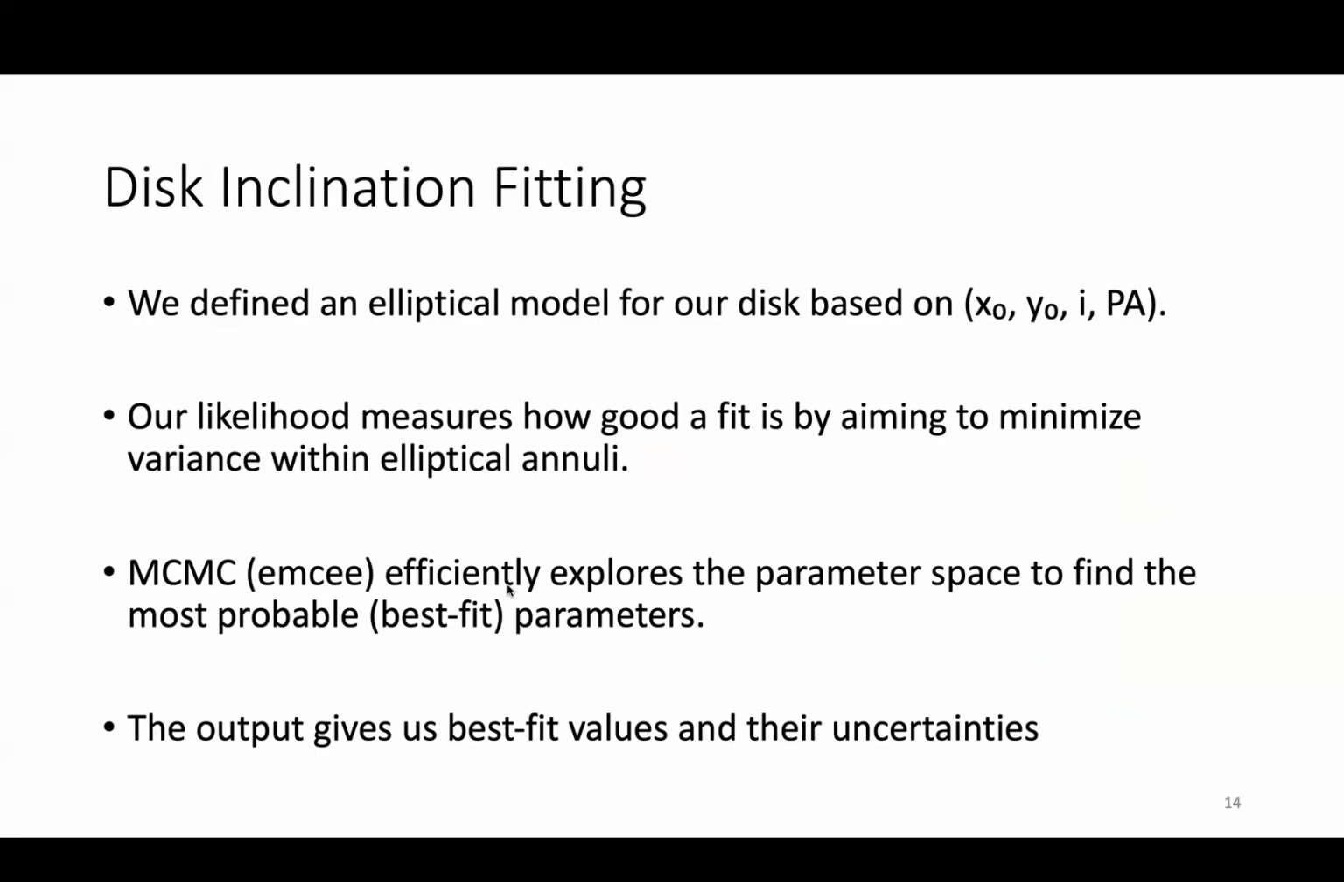And we also try to do inclination fitting. We are doing this by trying to figure out 4 parameters. The x0, y0 mean the center of the disk, so they are not necessarily the same as the star position. We fit these together with the inclination and position angle, and the way is to find the minimized variance within the ellipse angle. We're using the MCMC method to do the fitting.